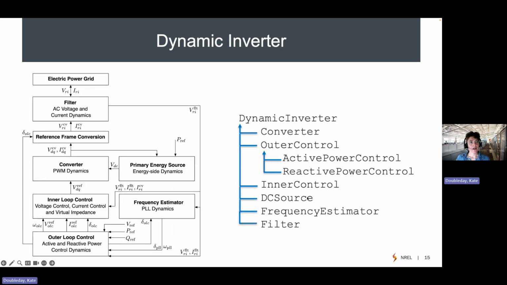So the other common application for dynamic data is to model a dynamic inverter. And this is very similar. It has many different subsystems, including a converter, inner and outer control loop, DC source, frequency estimator, and filter. And similarly, this will be composed of specific models you'll need to choose for each of these subsystems. And you'll see in a similar nested way, the outer control loop in turn is composed of specific models for both the active power control and reactive power control.